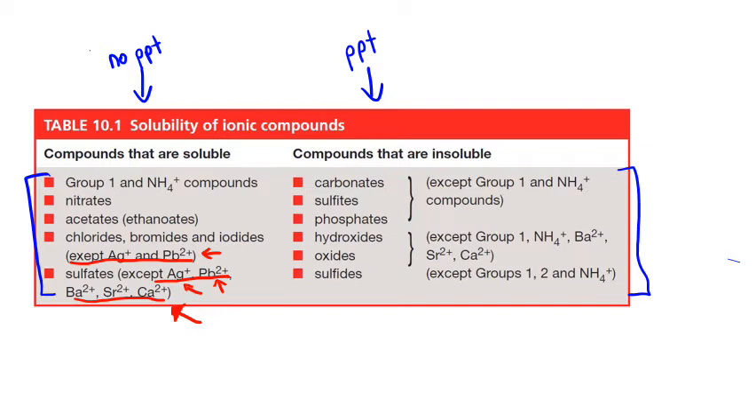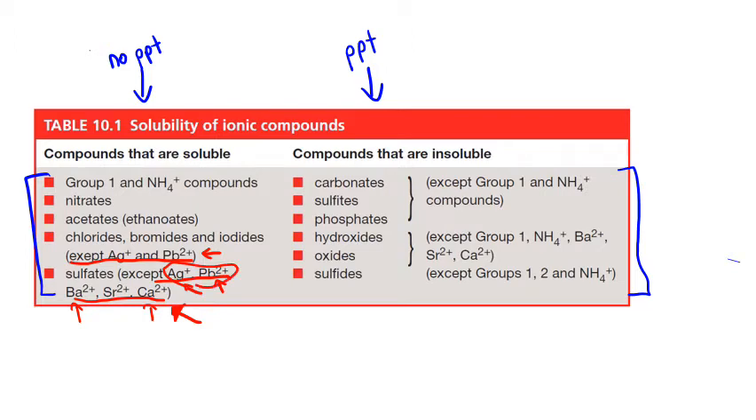Okay, so that's why we do the chloride test first, because only silver and lead precipitate. Because if we went straight in and did the sulfate test, we could get these false positives. We could say, oh, it's barium, it's calcium, but it could also be these two here.